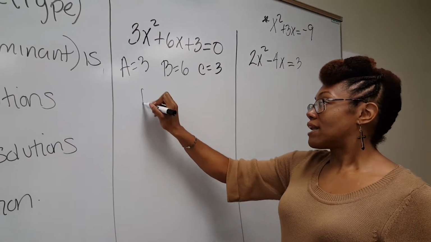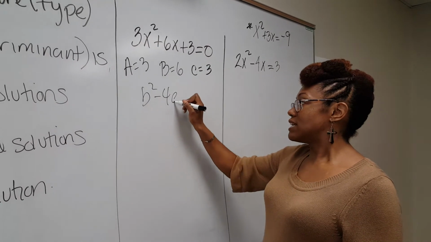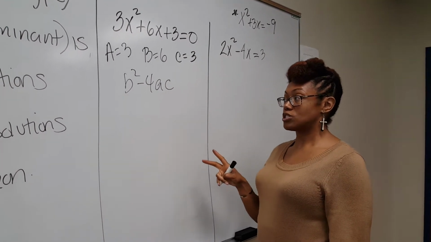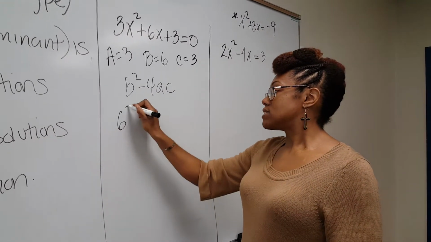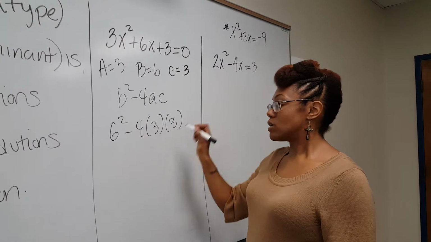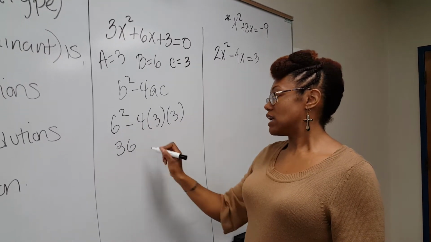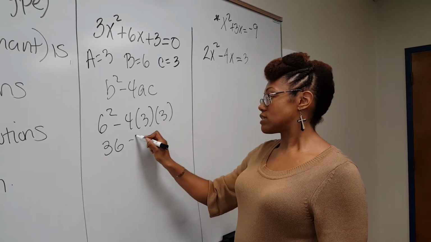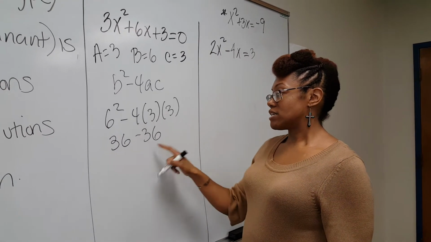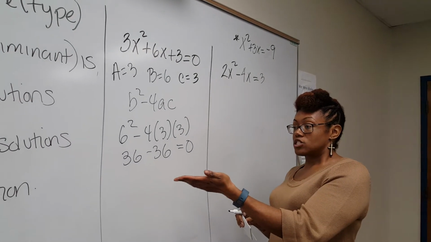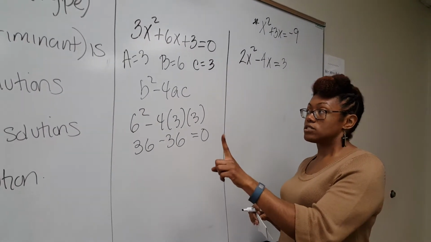So, using my discriminant, b squared minus 4ac, I want to determine first what type or how many solutions I will have. So I have 6 squared minus 4 times 3 times 3. Well, 6 squared will give me 36, and 4 times 3 is 12, times another 3 is 36. So 36 minus 36 will give me 0. So according to my directions, I should have only 1 solution.